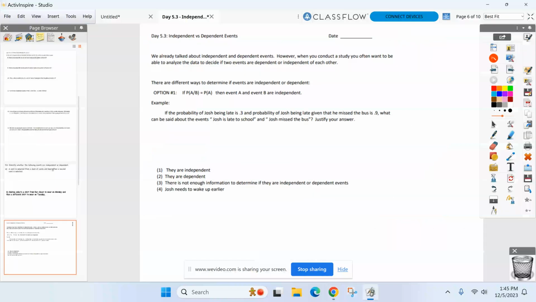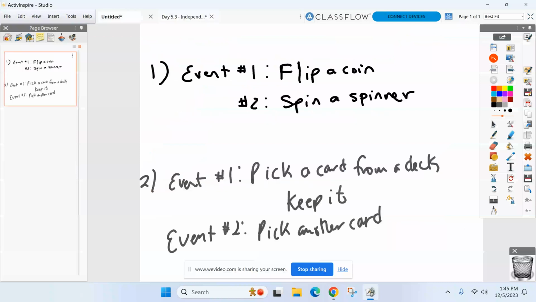Yesterday, at the beginning of our notes, we talked about if two events are independent versus when two events are dependent. So just reviewing those definitions again. Quickly, if my first event is flipping a coin and my second event is spinning a spinner, does flipping a coin have any effect on what the spinner is going to land on? And the answer is absolutely not. So these are two events that we would consider independent.